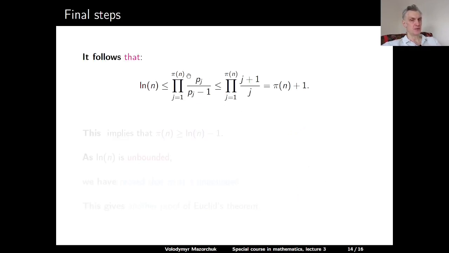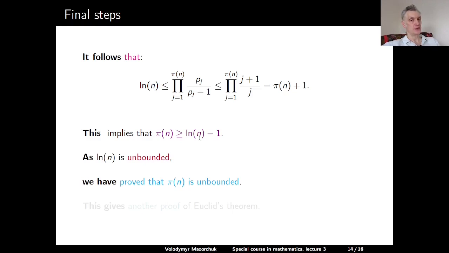So we can now rewrite our product as a product over all j from 1 to pi of n of j plus 1 divided by j, and then everything cancels except for pi of n plus 1. And so if we now put all this together, then the natural logarithm of n is less than or equal to pi of n plus 1. And this means that pi of n is greater than or equal to the natural logarithm of n minus 1. But we saw that the natural logarithm of n is unbounded, therefore pi of n is also unbounded. And this gives us another analytic proof of Euclid's theorem.